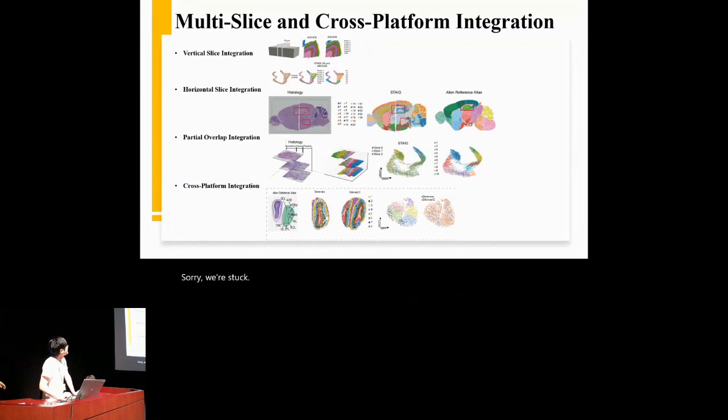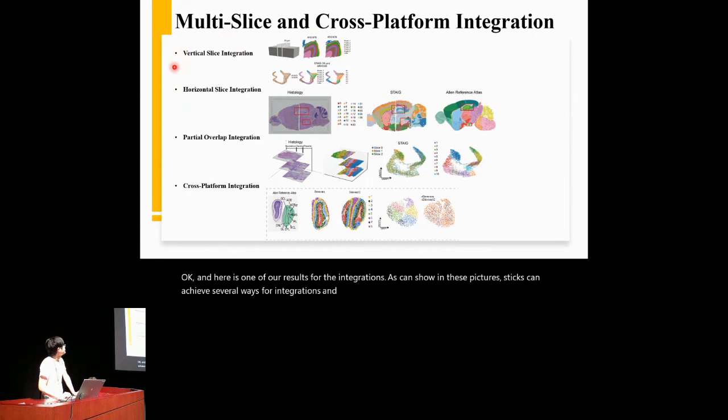Okay, and here is one of our results for the integrations. As shown in these pictures, STAIG can achieve several kinds of integration, for example vertical slices, horizontal slices and partial overlap integrations. We can just merge them together and input them to the STAIG model, and it can automatically integrate them together.